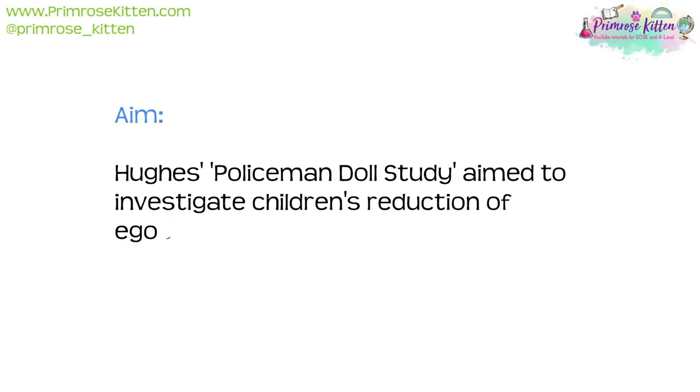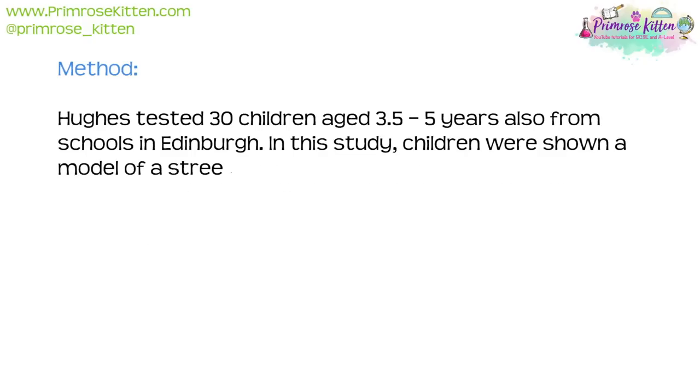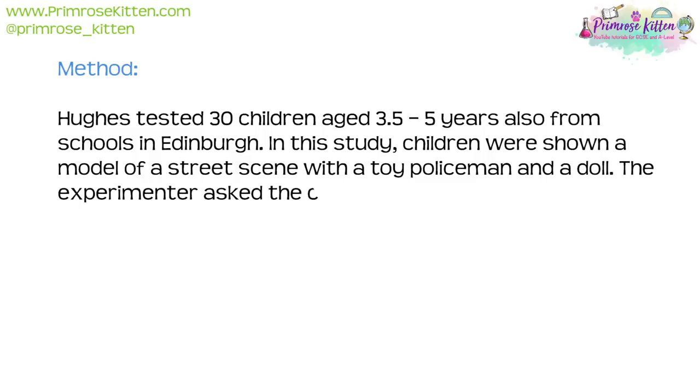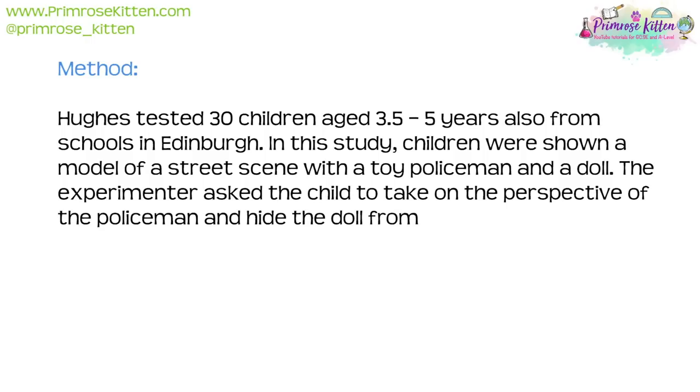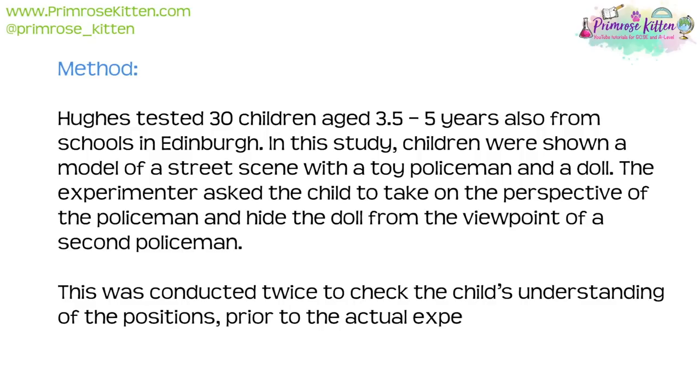The aim. Hughes's Policeman Doll study aimed to investigate children's reduction of egocentricity. The method. Hughes tested 30 children aged 3.5 to 5 years, also from schools in Edinburgh. In this study, children were shown a model of a street scene with a toy policeman and a doll. The experimenter asked the child to take on the perspective of the policeman and hide the doll from the viewpoint of a second policeman. This was conducted twice to check the child's understanding of the positions prior to the actual experiment starting.